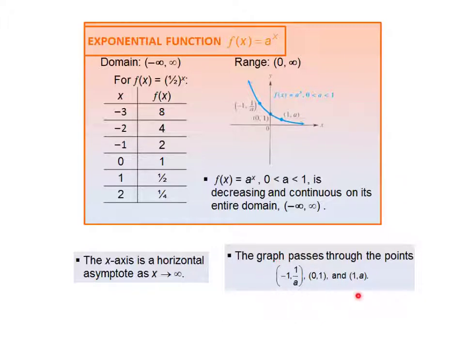But notice the graph actually goes through the exact same points. It's still going to go through 0, 1. It's going to go through the point 1, a right here, and it's going to go through the point negative 1, 1 over a. So whether you're dealing with a base number that's greater than 1, or a base that is fractional, it's still going to pass through those 3 points.